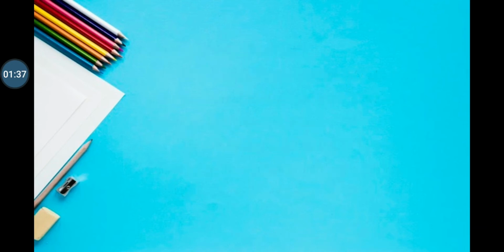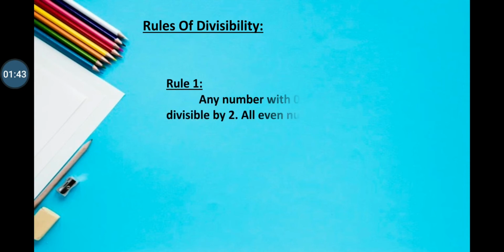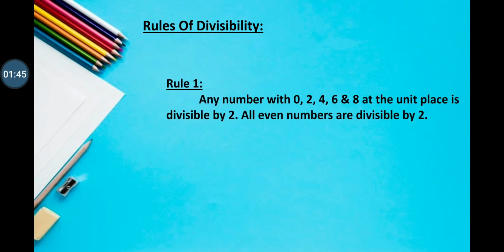So I hope you all remember about that. So let's recall the rules again. The first rule is, any number with 0, 2, 4, 6 and 8 at the unit place is divisible by 2. All even numbers are divisible by 2. It means any number that ends with an even number is divisible by 2.